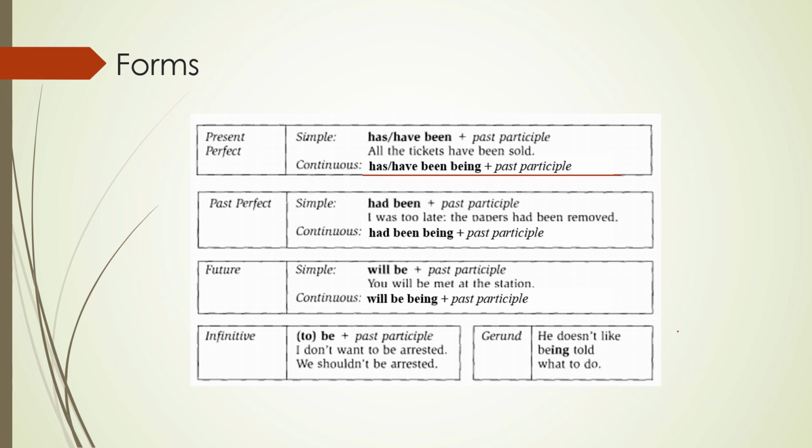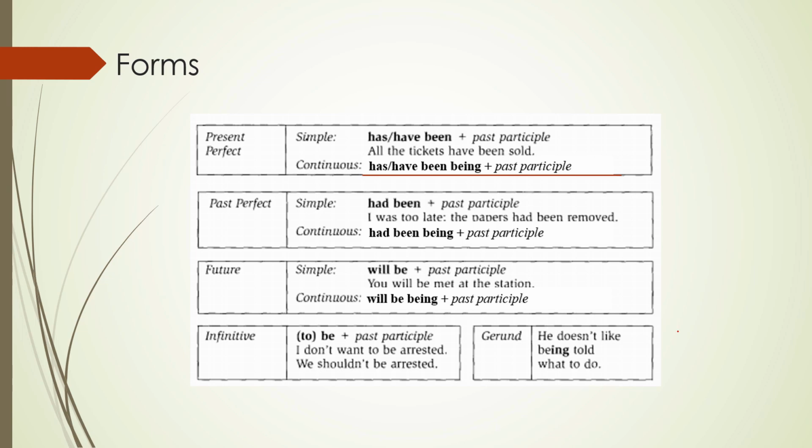I don't want to be arrested. Arrested, verb 3 or past participle. And then for gerund, he doesn't like being told what to do. He as the subject does not like as the verb. And then after the verb, it must be a noun. A noun that comes from a verb is called a gerund.